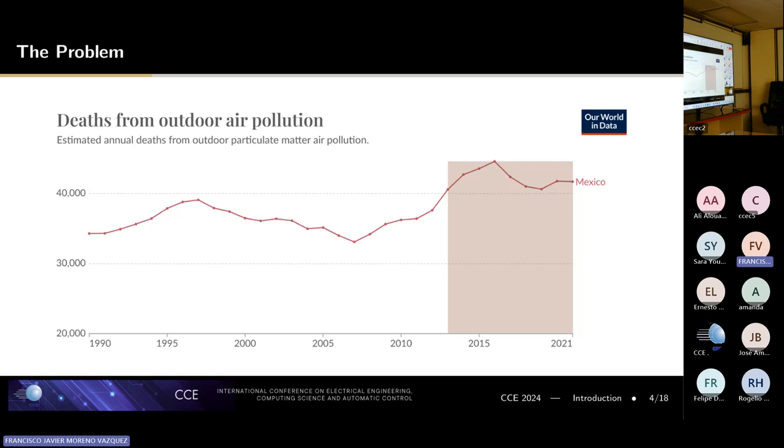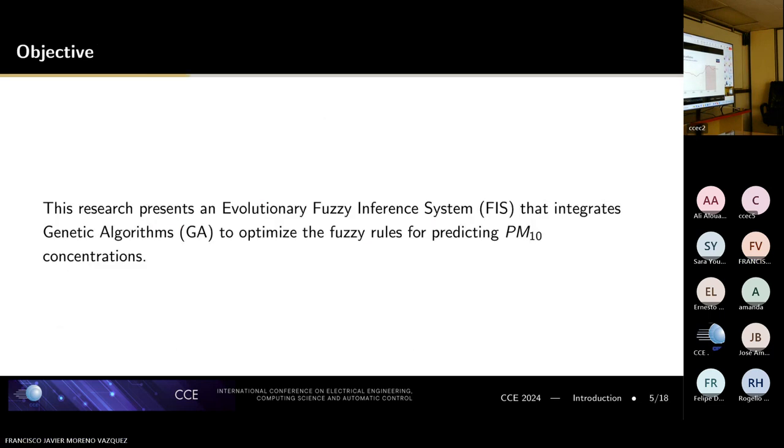Well, with this data, the real problem here is the deaths from outdoor air pollution in Mexico. We can see that there is an increase in the deaths in the last 10 years. We are focusing on this temporal window because the deaths have increased more than the average through time. And the objective for this research is to implement an evolutionary fuzzy inference system that integrates genetic algorithms to optimize the fuzzy rules for predicting the PM10 concentrations.